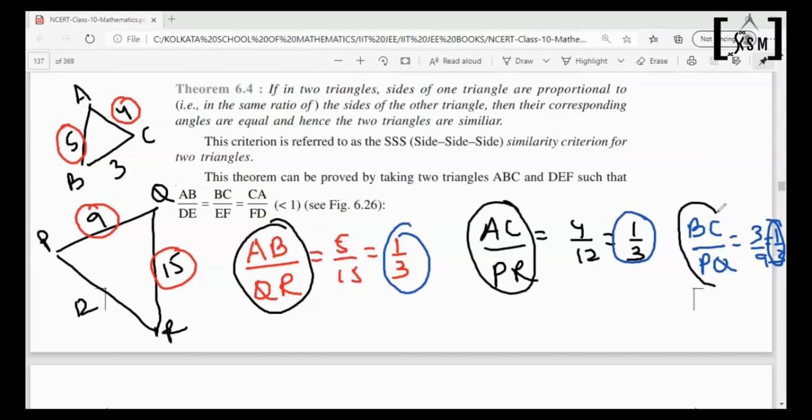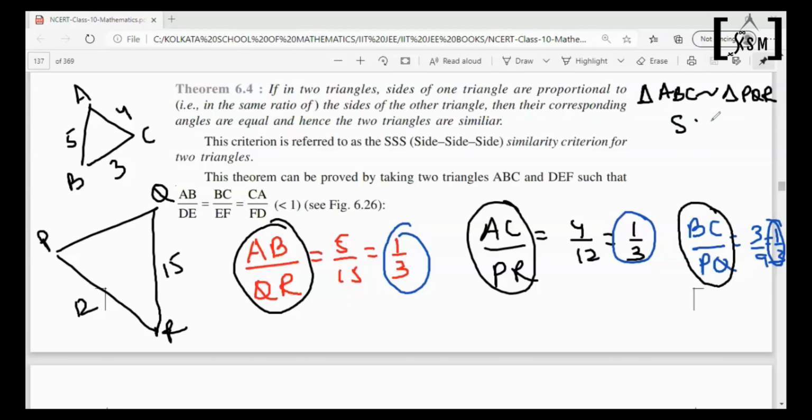Now, after being similar, the condition is very important. Now listen to me very carefully. After you decided that these two triangles are similar, let me mention the sides. So we'll say triangle ABC is similar to triangle PQR. Correct? And how did we decide they are similar? We decided by side ratio, side proportionality ratios, right?